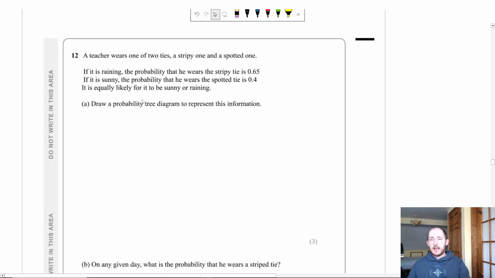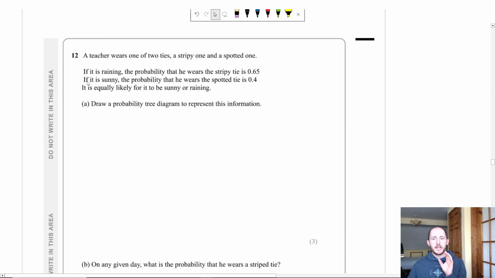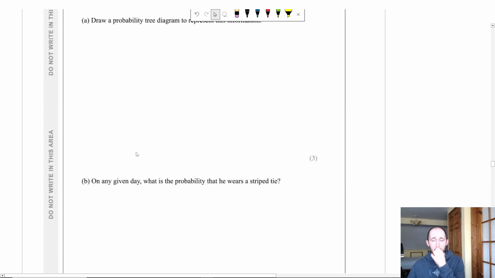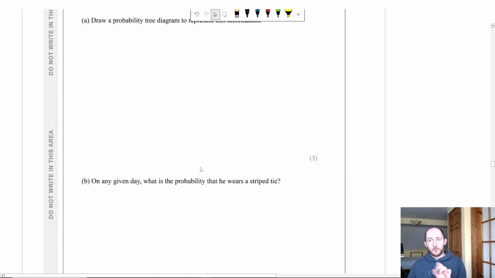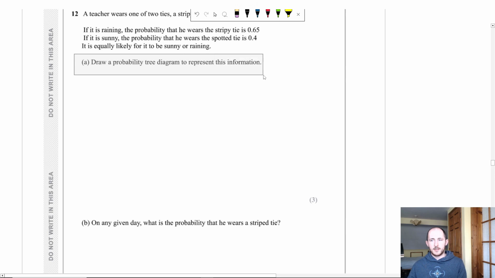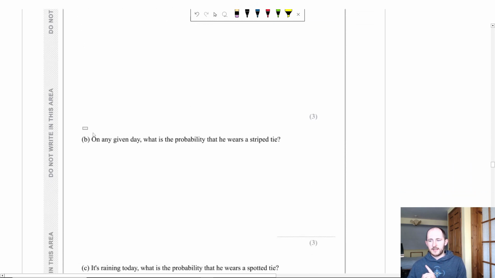Here we have a conditional probability question. I want to preface this by saying that in most recent exam papers, they split conditional probability into two parts, an A and a B. A is generally where you're going to be doing some kind of probability tree or something, okay? But it is possible for them to actually combine A and B. So instead of saying draw a probability tree diagram, they could give you this information and jump straight to this for 6 marks or 5 marks, okay? That is something they can do.